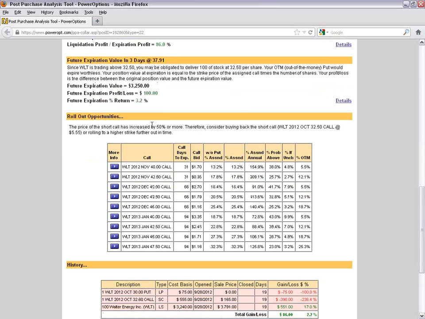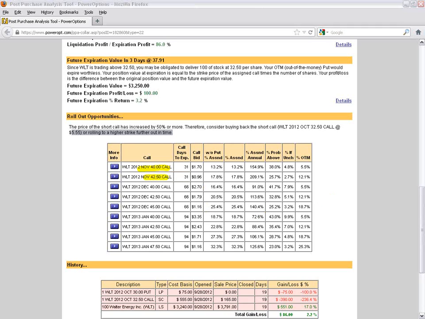My price of a call has increased by 50%. Therefore, we consider buying to close the short call for 555 and rolling to a higher strike. So this is effectively just showing it as a covered call. So we could buy to close our call and then sell the November 40 call. Don't know if I would do that just because it's too far out of the money. The November 42.5. I'd be focused more on a different strike.